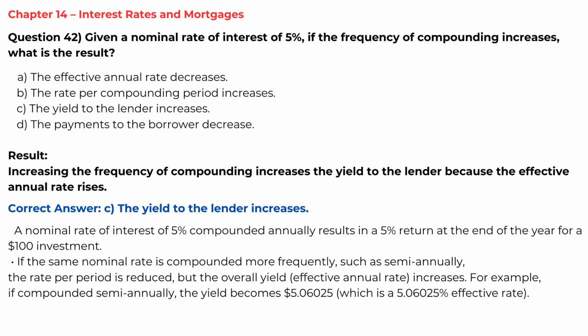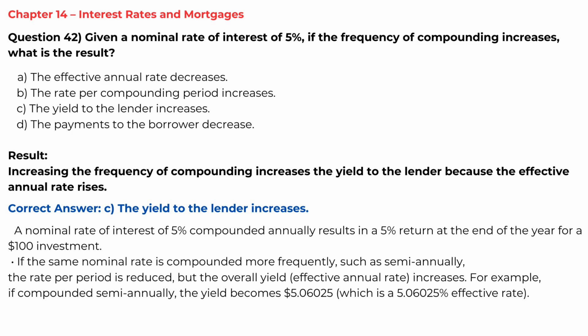Question 42. Given a nominal rate of interest of 5%, if the frequency of compounding increases, what is the result? Correct answer, C. The yield to the lender increases. Explanation. Increasing the frequency of compounding increases the yield to the lender because the effective annual rate rises.